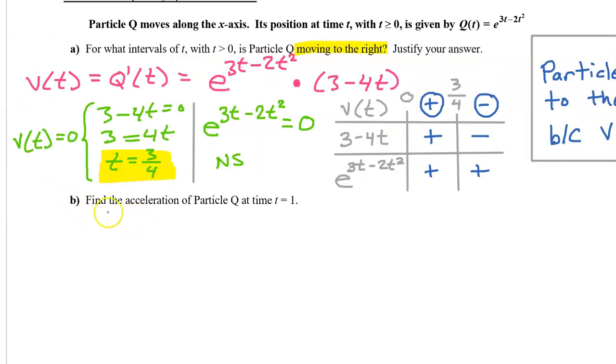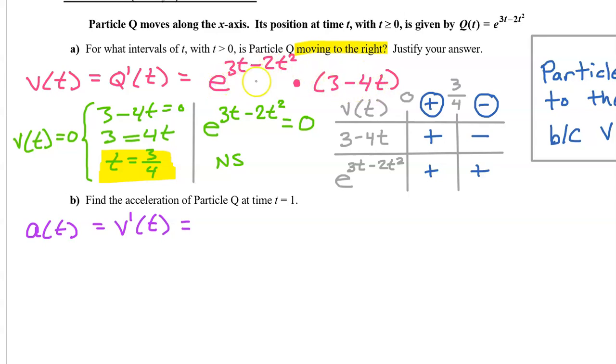Part B. Find the acceleration of particle q at time t equals 1. Well, we know that acceleration is the derivative of velocity. So let's take the derivative of this velocity function. The velocity is a product, so I will have to use the product rule.